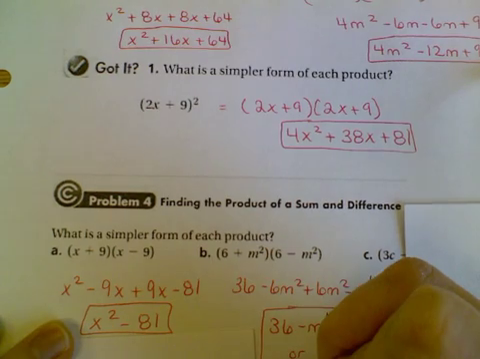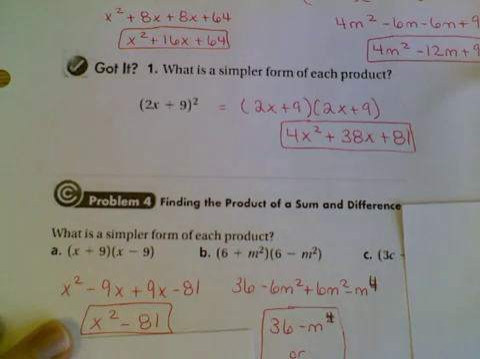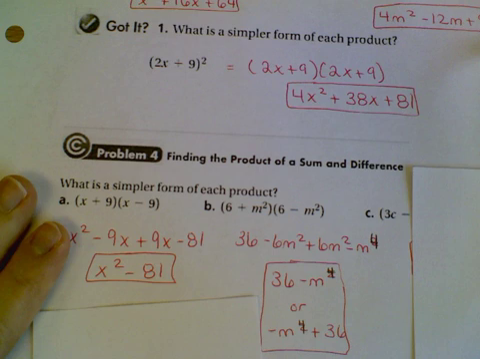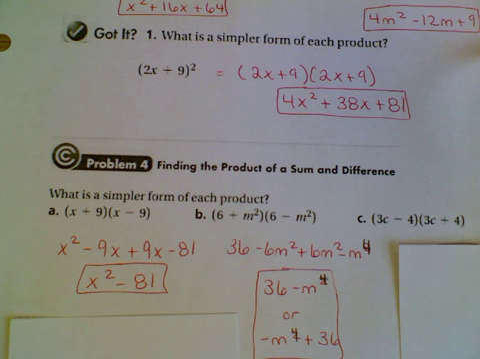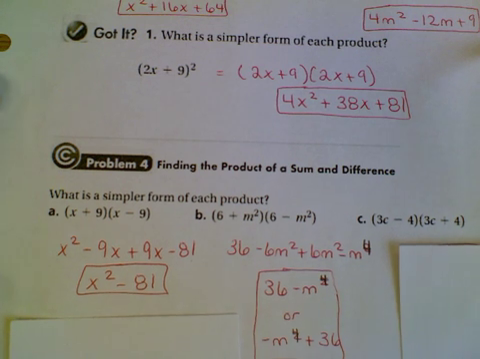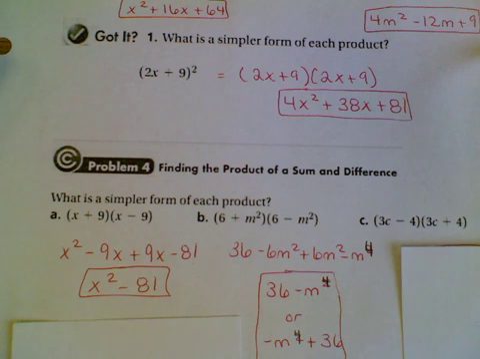But some books like for you to go ahead and write it in standard form. So if you switched it around, it would look like negative m to the fourth plus 36. Okay, pause the video and see if you can do the product of the sum and difference on letter C.